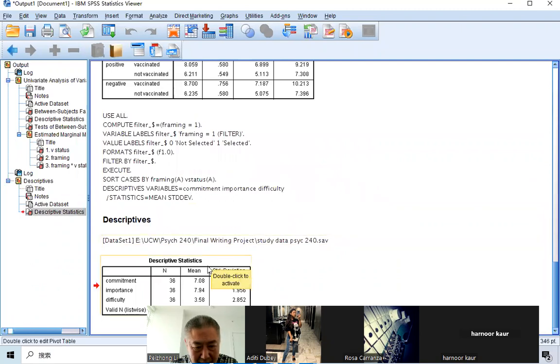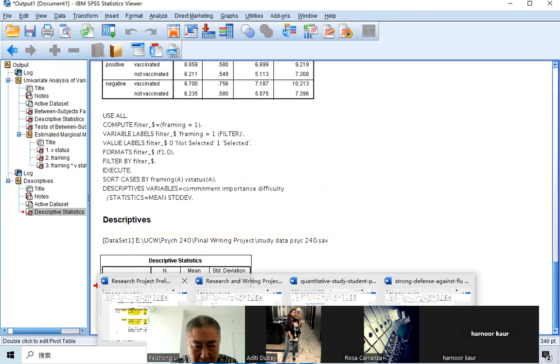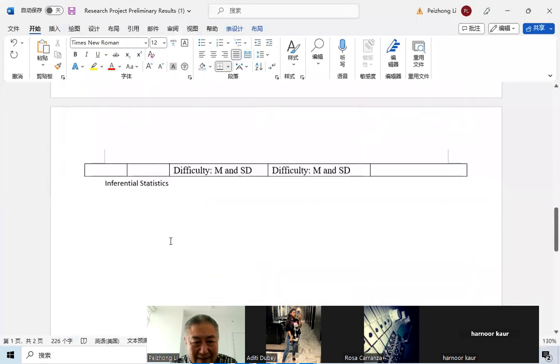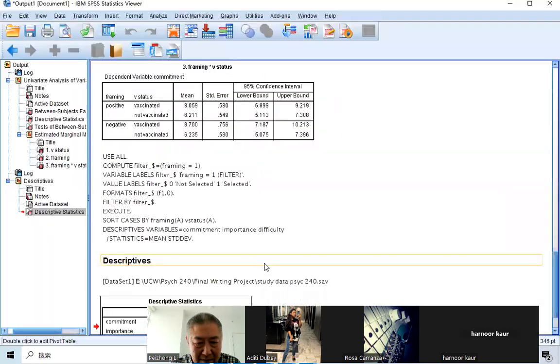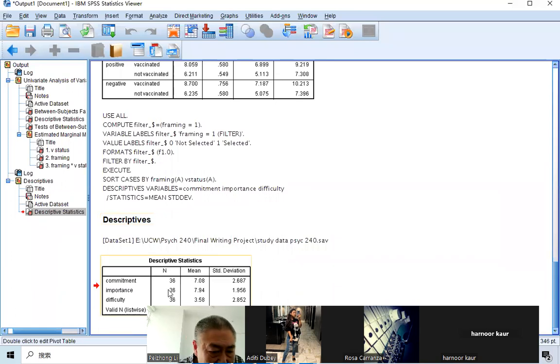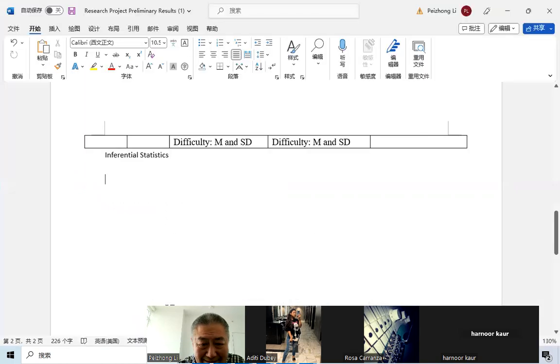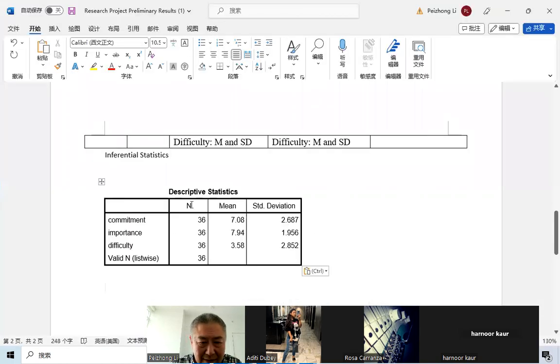So here you have the output. I'm going to copy this one. Okay, I have that. Let's not copy, just remember it. For this group, you have 36 people. The mean for commitment is, let me copy it anyway, since it's here. I can't make up my mind. So this will be positive framing.